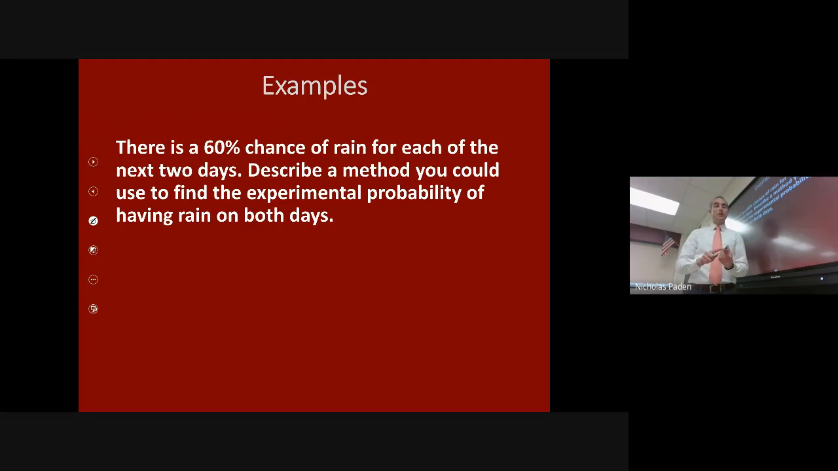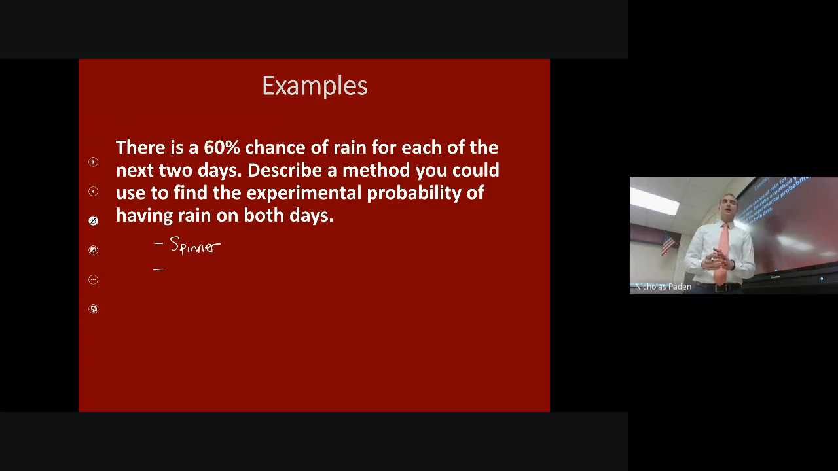You can't flip a coin because this is a 60%, 40% chance. Flipping a coin is 50-50. You can't roll a die because the sides all have the same probabilities. And so think about, how could I do this? Well, I'm going to say let's use a spinner. Now there are 2 different options, so we're going to have 2 different colors.